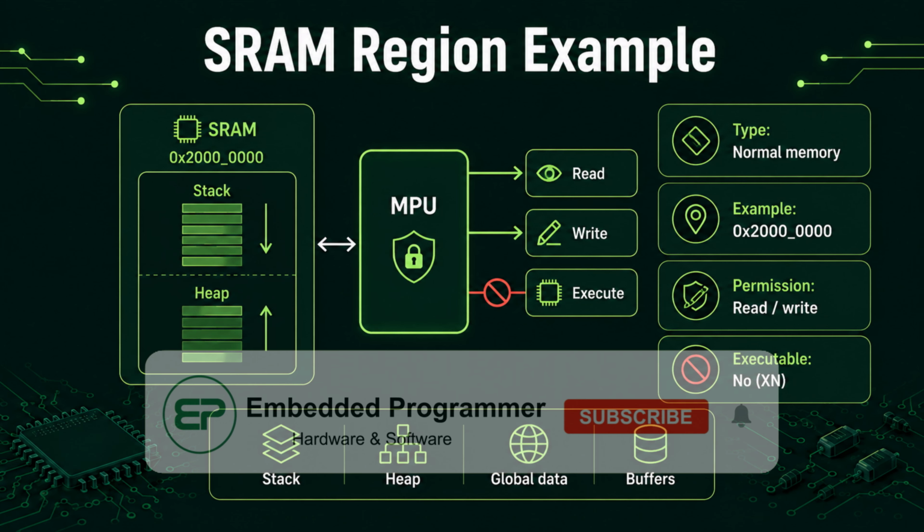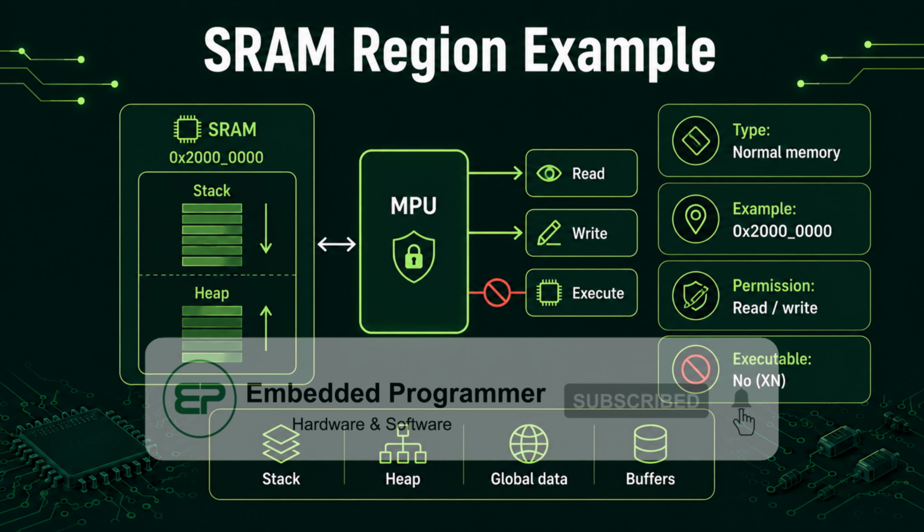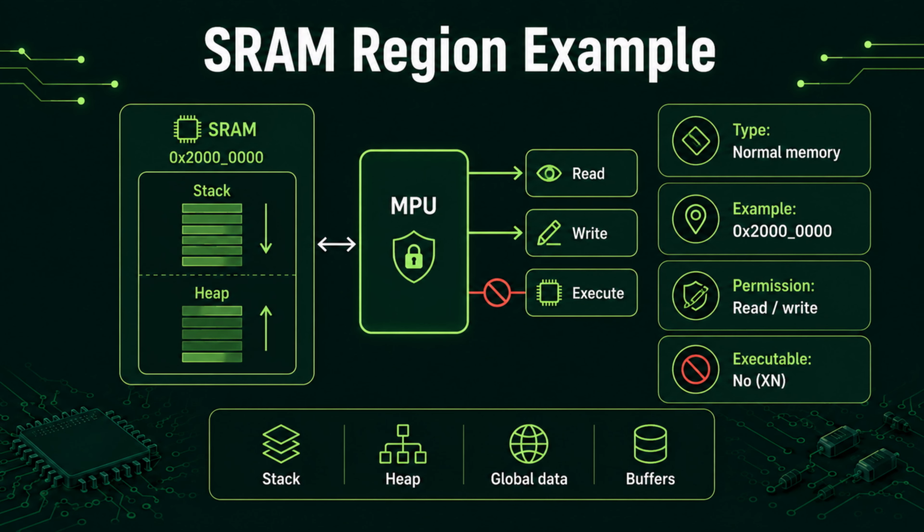SRAM stores runtime data and therefore requires different permissions from flash. A typical SRAM region may begin at 0x20000000. It is configured as normal memory and usually allows both read and write access. SRAM contains task stacks, the heap, global variables, static variables, dynamic allocations, communication buffers, and operating system control structures. However, SRAM normally should not contain executable instructions. For this reason, the region should be marked Execute Never.